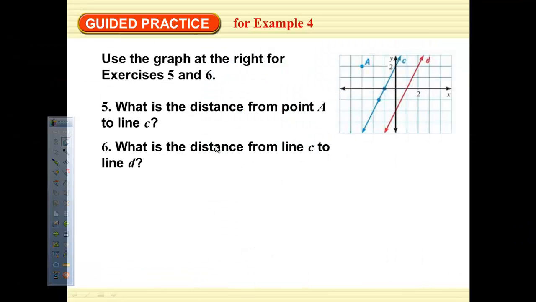For the second part of this, we need to find the distance between lines C and D. So again, we're going to use the idea of the slope, and I'm going to zoom in real quick.